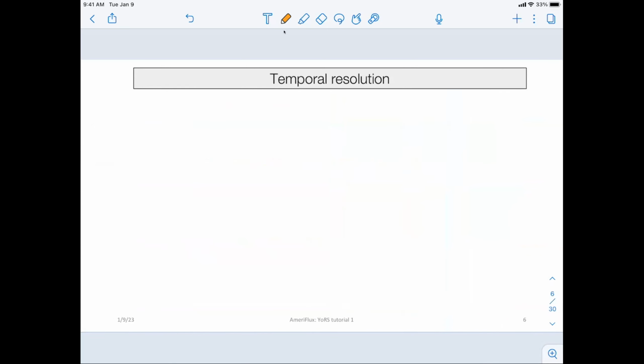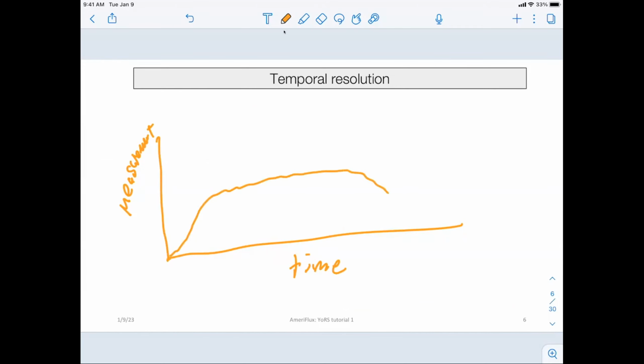Temporal resolution, I think also maybe goes without saying. That's basically, we have time on the y-axis, we have some measurement on the x-axis. Let's say this is just biomass of some crop throughout a season. Might look like this. Our temporal resolution is how frequently either a drone flies over or a satellite flies over, or if we have, say, a tower-based remote sensing, we would get continuous data throughout that season.